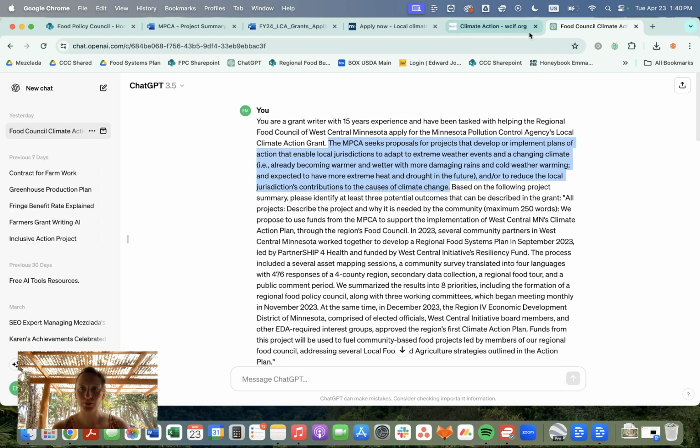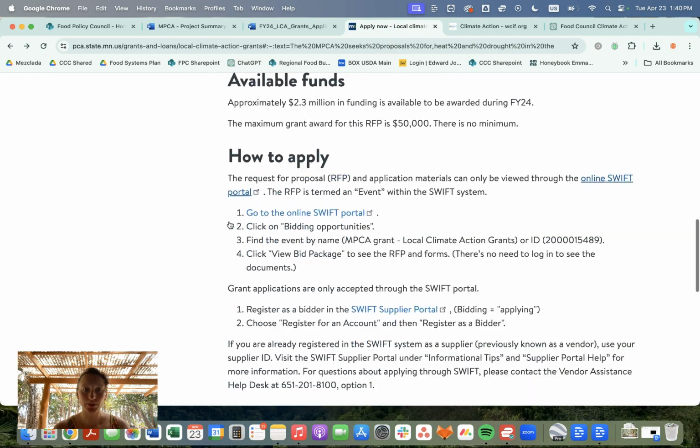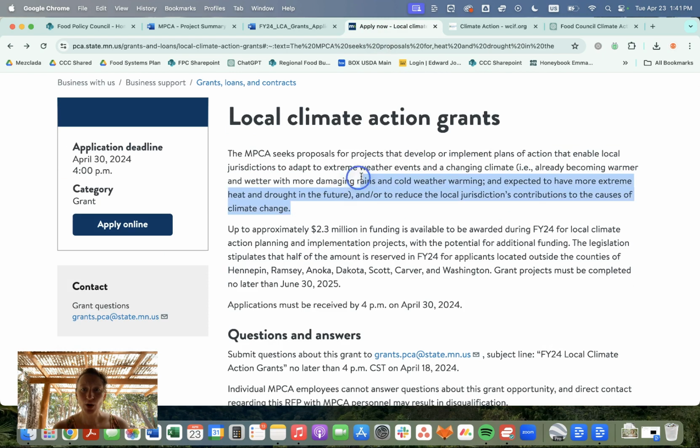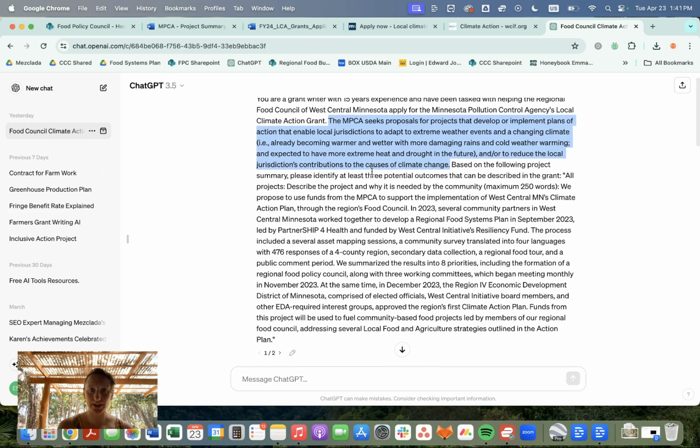So this content right here is not mine. Let's look at where I found that. Eligibility, how to apply, more information. Yeah, actually it is. So I copied this content and then I put it in here to give this person more context on what is the opportunity and the priority.